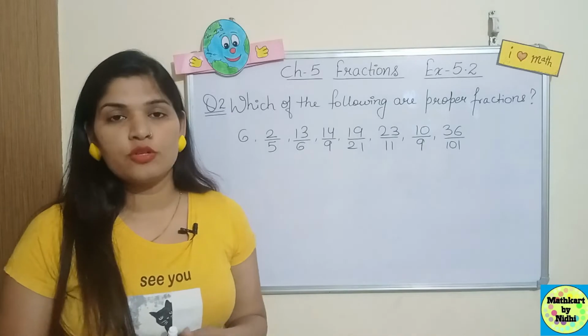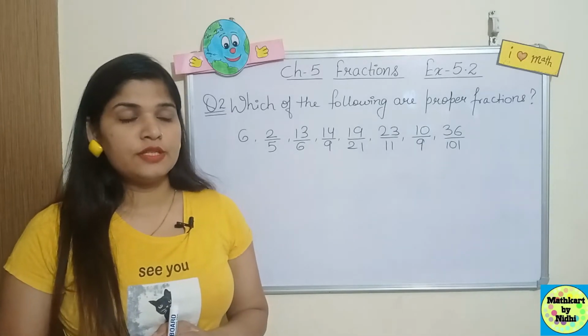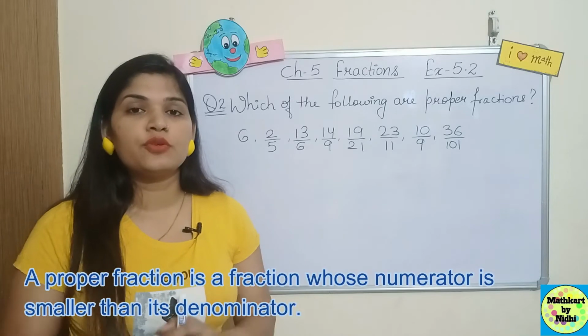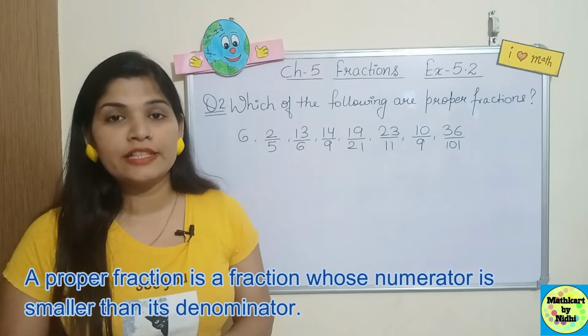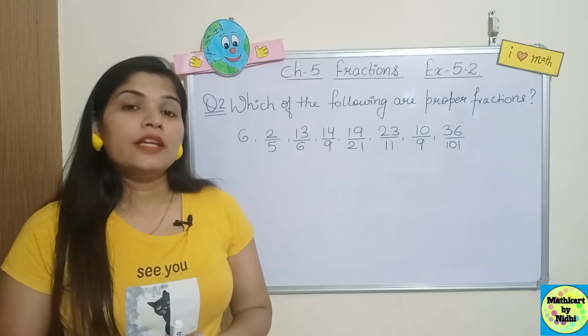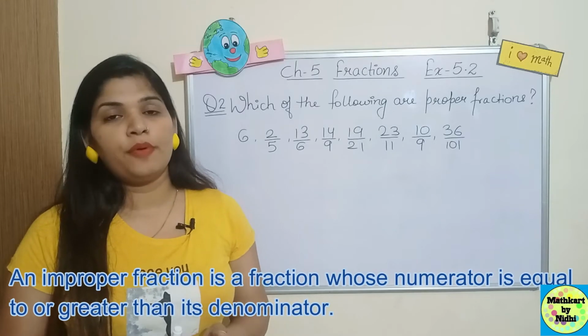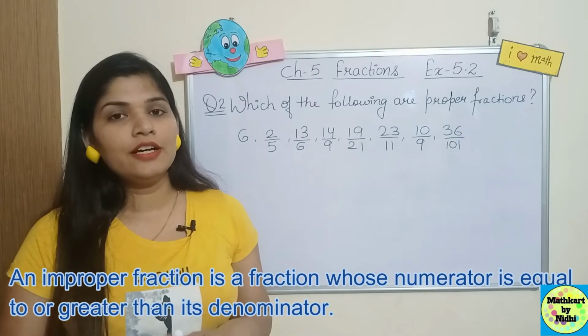Proper fraction is also one of the types of fractions. What do we mean by proper fractions, students? Proper fractions are those fractions whose numerator is always smaller than the denominator, right? And there is another type called improper fraction. Improper fractions are just the opposite. In an improper fraction, the numerator is bigger than the denominator.